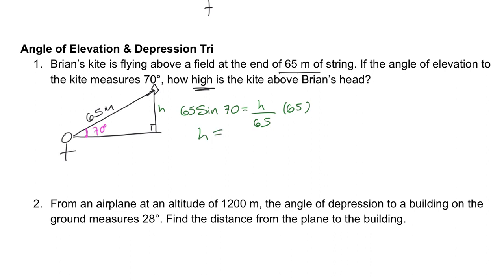So in this case, h equals 65 sine of 70 degrees. I'm going to go to my calculator here and write 65 sine of 70 degrees, enter, and that should give you 61.1 meters high.